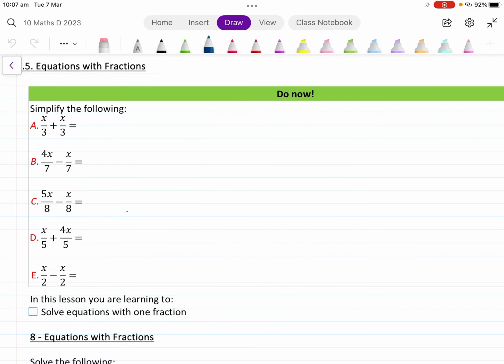Hi Year 10, today what we're looking at is equations with fractions. What you should have done is had a go at these do now questions. If you haven't, please pause the video and have a go at the 5 questions.